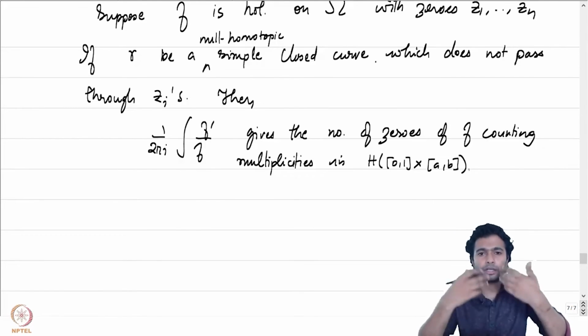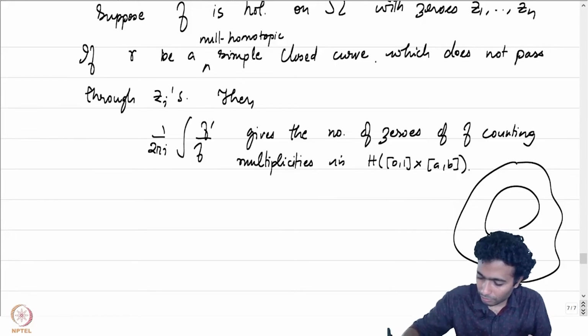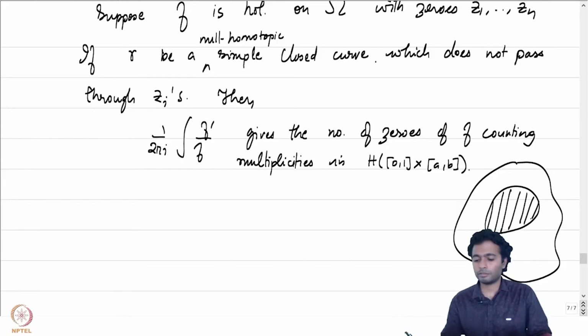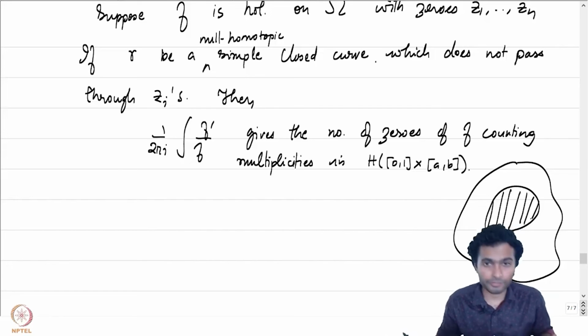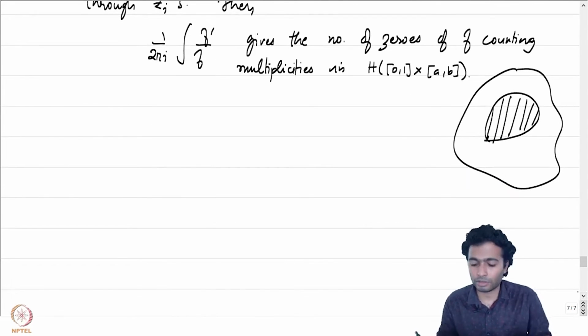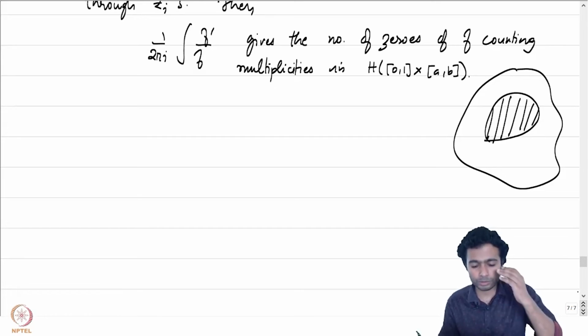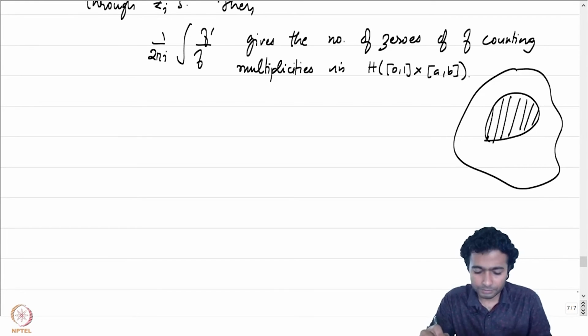So, if you look at the number of zeros in that region, if this is our curve, this is the region I am referring to. In the interior of this curve, we will be able to capture the number of zeros by looking at the integral of f prime by f. We will be using this very shortly in some really powerful theorems, but before that let me also state one theorem regarding the stability of zeros.